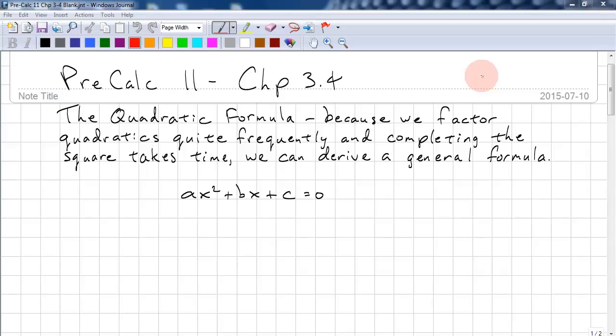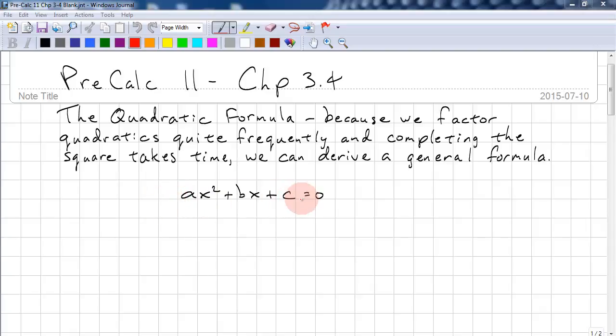This is Pre-Calc 11, Chapter 3.4. This time we're going to look at the quadratic formula. We're going to derive it, and more importantly, you're going to learn how to use it. Because we factor quadratics frequently and completing the square takes a lot of time, if we use the quadratic formula, it'll make solving problems faster.